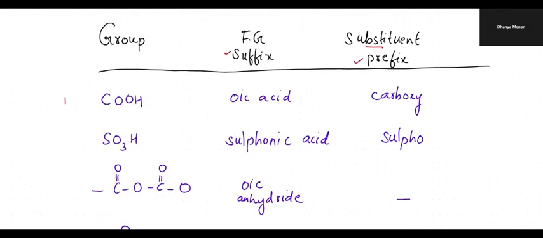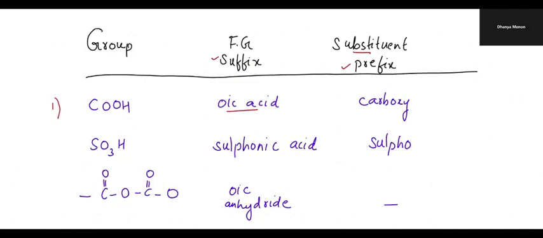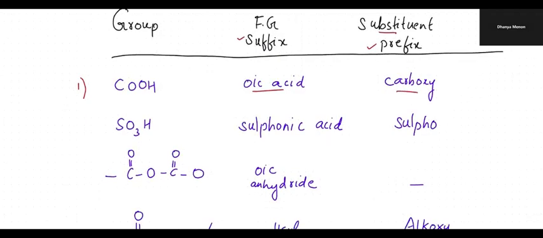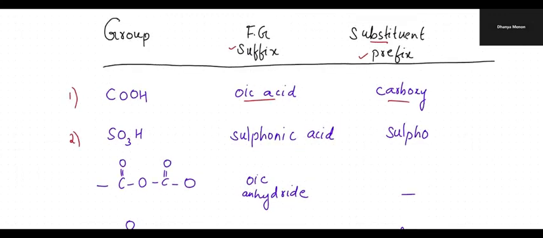So if acid is the primary functional group, we use the suffix oic acid. Just a while ago, we discussed with an example too. And if it becomes the substituent, we use the prefix carboxy. The second one is sulfonic acid. If the sulfonic acid is the primary functional group, we use the suffix sulfonic acid. But if it becomes the prefix, we use sulfo.